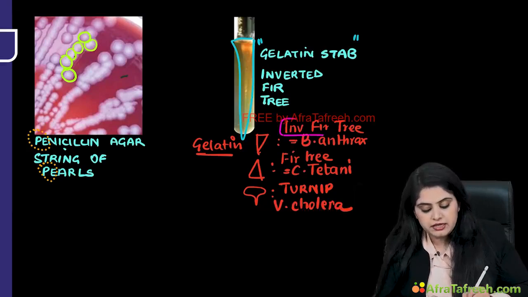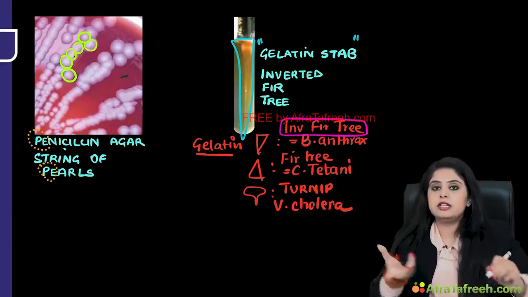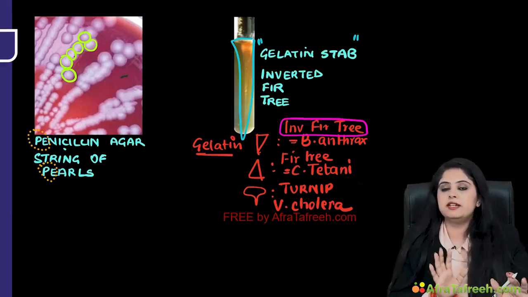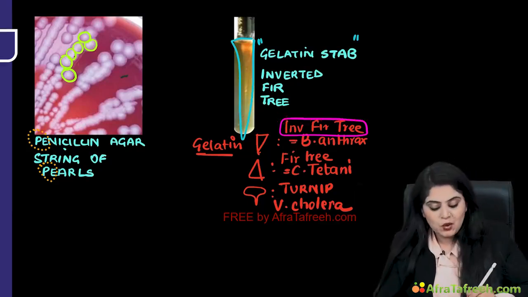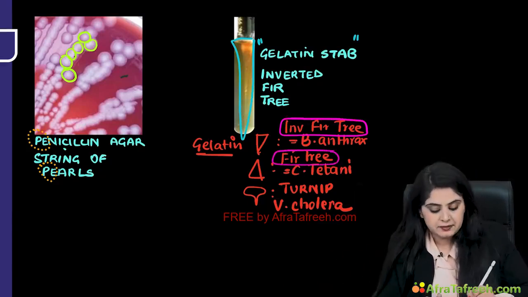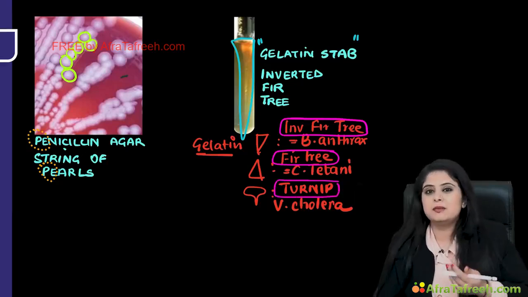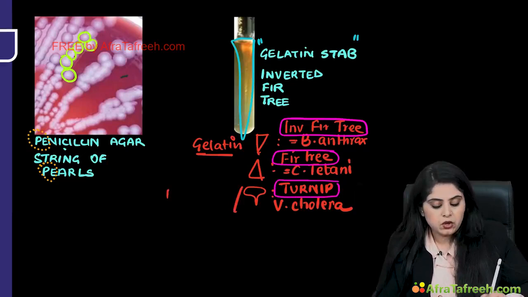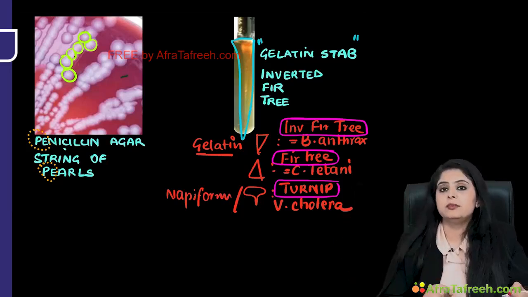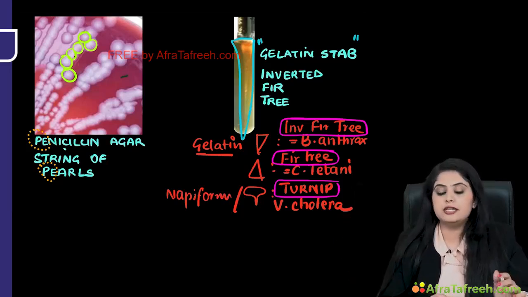Quickly repeating, if we see inverted fir tree, the tree has become upside down, the tree has fallen, that is Bacillus anthracis, because anthrax is very deadly. So tree has fallen, okay. Now when we see simple tree, so tree for tetany, Clostridium tetani. And when I see the turnip, or instead of calling it turnip, because turnip will sound a little weird, they will call it napiform. Napiform or turnip liquefaction, that is seen, turnip with rice water, so that is going to be Vibrio cholerae. These are the different gelatin appearances.